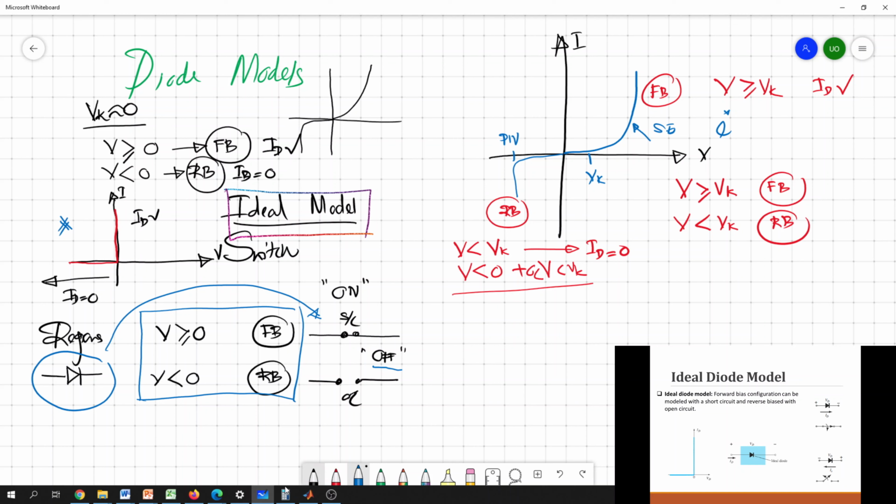So as a summary, for the ideal model, we basically ignore the effect of the barrier voltage. We ignore this Vk, which is taken to be 0. The characteristic curve is something like that.